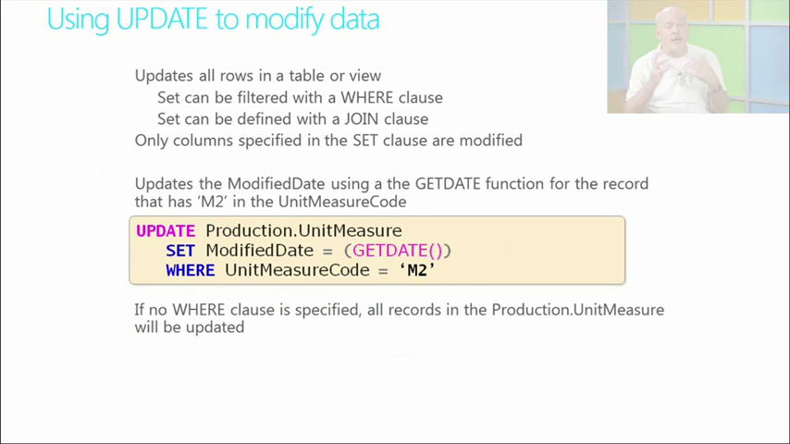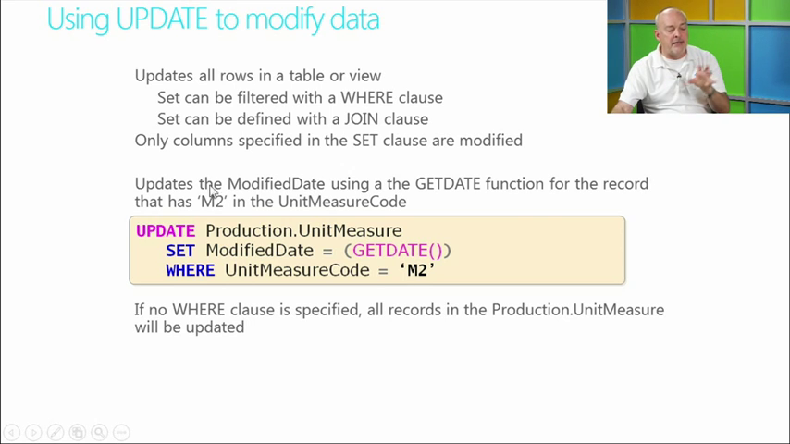Now, ways for us to modify content. We might store content in SQL Server and realize, oops, I shouldn't have done it that way, or I need to change that. We have the update statement, all right? Now, we've got to be careful about this. Update production.unitMeasure, set modified date equal get date. Now, if I stopped right there and just executed this statement, what have I just done?